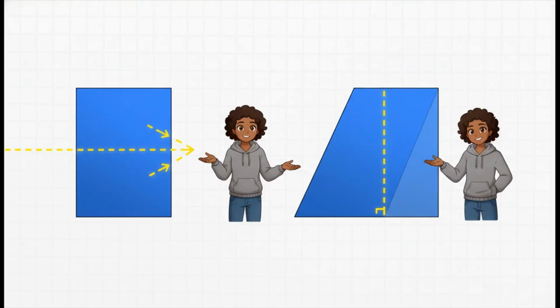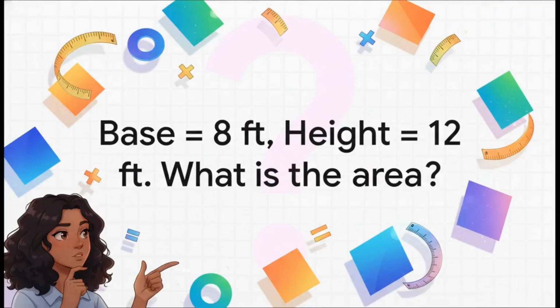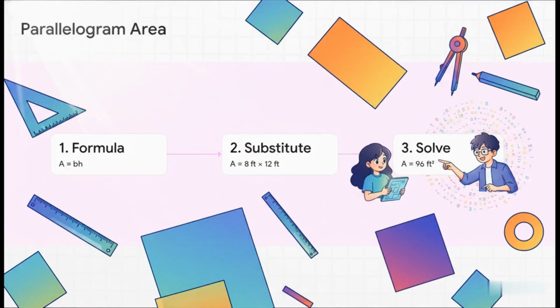Now what about this guy, the parallelogram? The easiest way to think about it is just as a slanted rectangle. And because our formula only cares about that perpendicular height, not the slanted side, the formula is exactly the same, base times height. Okay, let's lock this in. Quick question. You've got a parallelogram with a base of 8 feet and a height of 12 feet. What's the area? Yep, we just used that same formula. 8 feet multiplied by 12 feet, and that gives us 96 square feet.